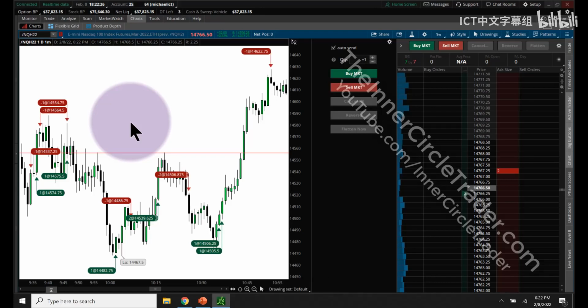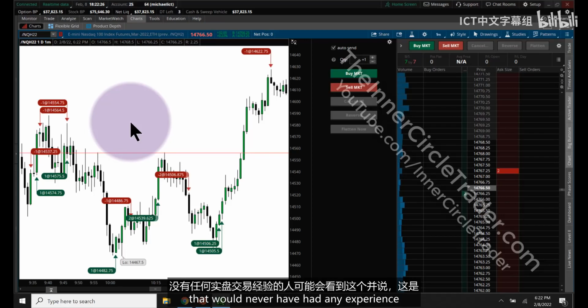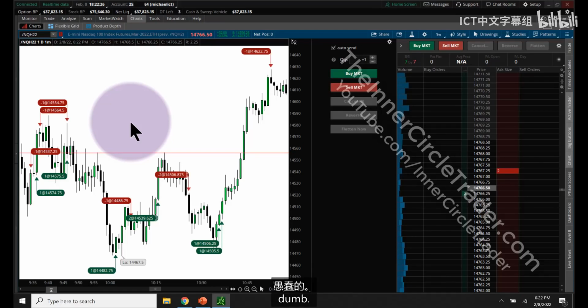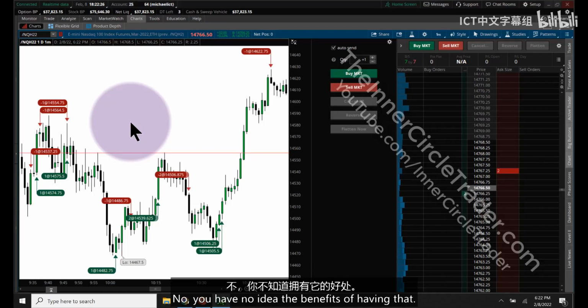I wanted to dial in, and the surest way for me to do that is just to toss a contract in. Now, when I do that, I'm trying to read what the price is doing against that order. I'm not trying to pick a spot when I'm tossing that in there either. Now, I understand how someone that would never have had any experience trading with real money would look at that and say, that's dumb. Like, that's somebody that doesn't know what they're doing. No, you have no idea the benefits of having that.